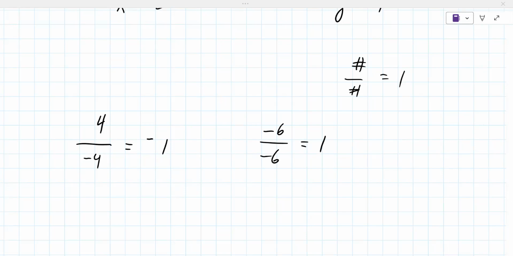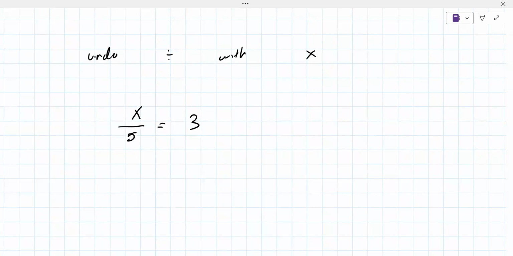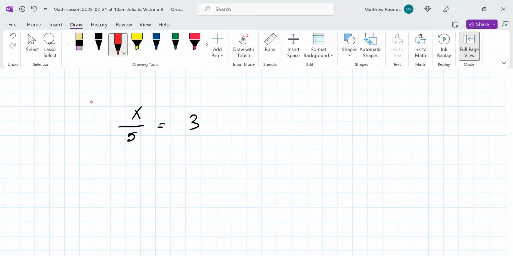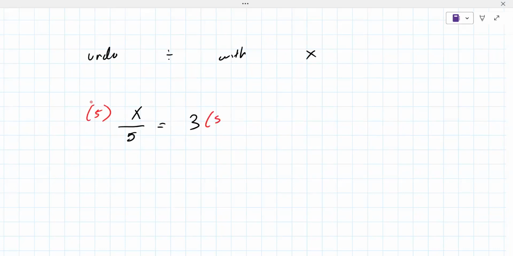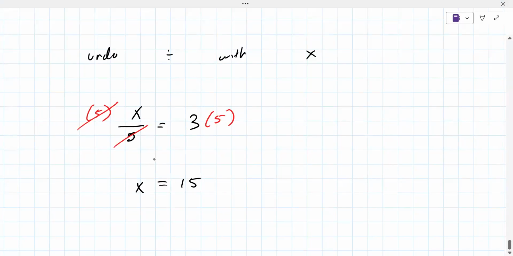So the last topic here is that we undo division with multiplication. Let's say it's x divided by 5 equals 3. On the left you see it's division by 5. So you multiply both sides by 5. On the left, this cancels. On the right, you get 15.